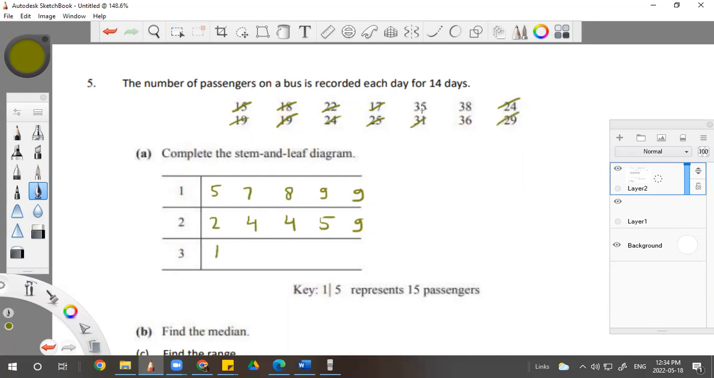31, 5, 6, 8, right? 5, 6, 8. Bener gak? Ada jawab, ada berapa? 14 ya? 1, 2, 3, 4, 5, 6, 7, 8, 9, 10, 11, 12, 13, 14. That's it. So find the median.